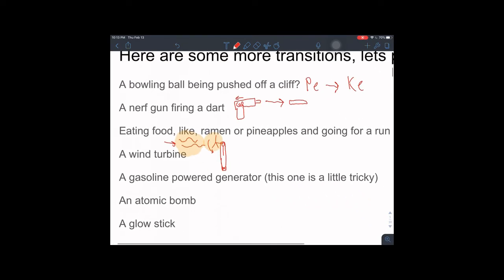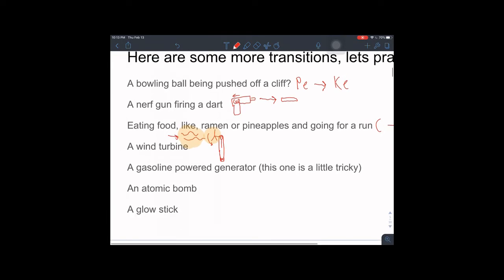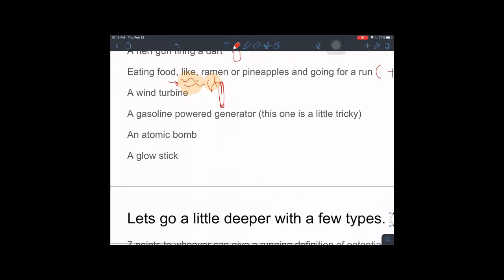Gasoline-powered generator is chemical energy in gasoline, becoming mechanical energy in the engine it is turning on and powering, turning into electrical energy once that generator is spinning and producing a current. An atomic bomb is nuclear energy, becoming a lot of heat, a lot of light, and a lot of kinetic. A glow stick would simply be chemical energy, once you crack that glow stick and it starts glowing, becoming light.